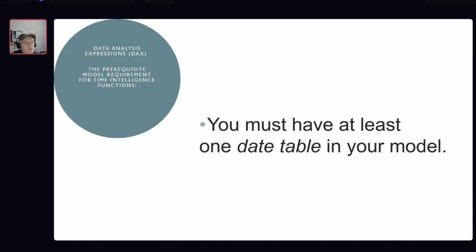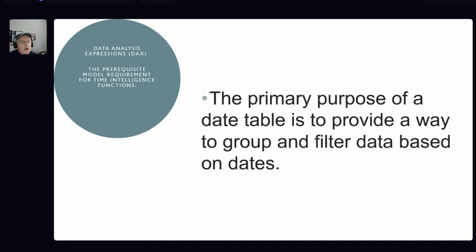You must have at least one date table in your model. I'm going to stop here for a second and say, first, we're going to go through the slides and do some explanations, give you some background and context of why you need it. And then we're going to show you how to do it through slides. And then we're going to switch over to a demo at the end and actually show you physically how to do it. Okay. The primary purpose of the date table is to provide a way to group and filter data based on dates. It's a dimension table in your model.